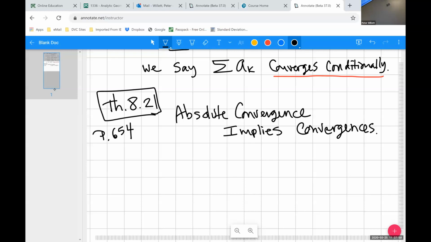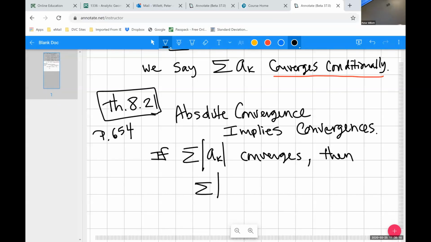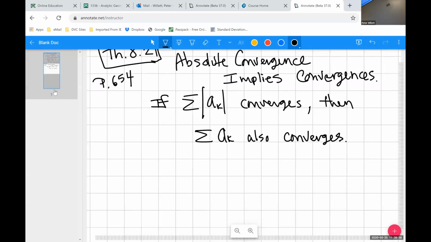So let's write this up a little bit more formally. If the series of absolute values of a sub k converges, then the series of the a sub k's without the absolute values converges. Questions about that?